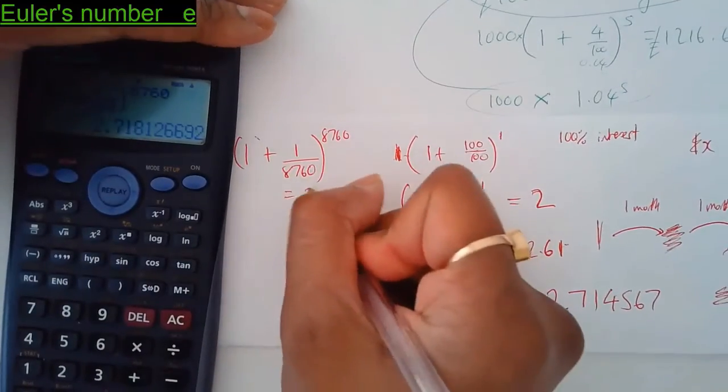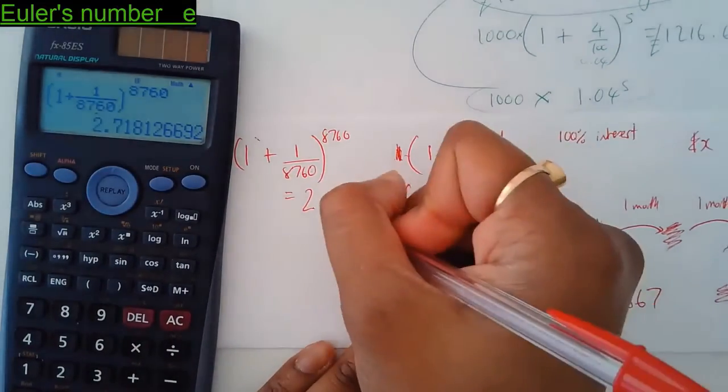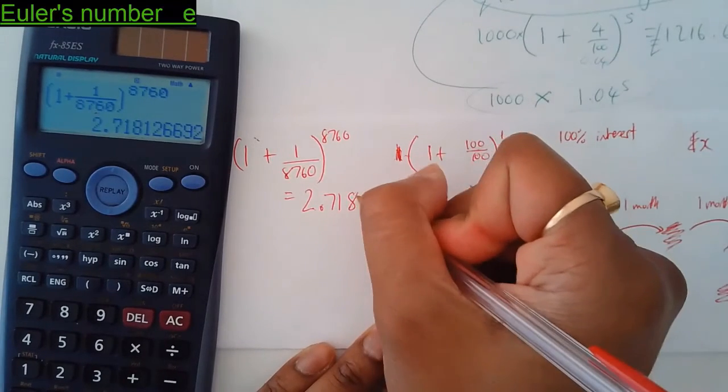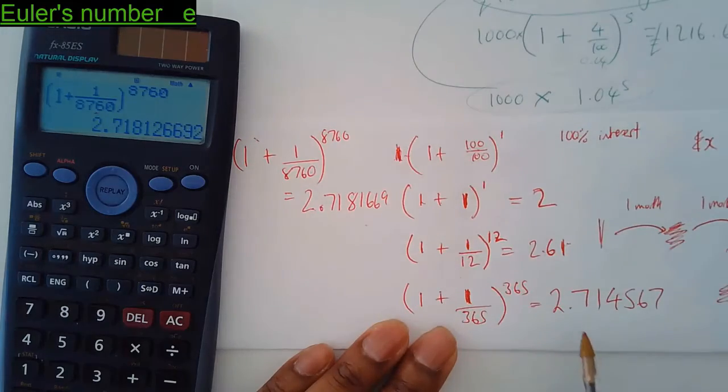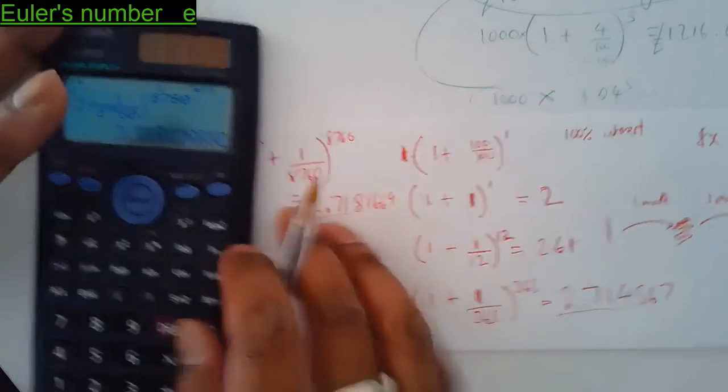This is what I get. Almost the same as that. And so on. Right, the only similarity here so far is the 2.71, 2.71. Right, let's take this a bit further.